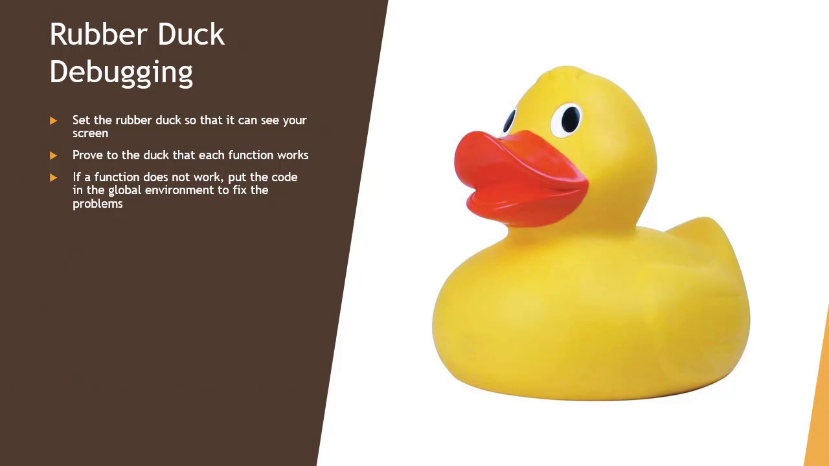If a function does not work, put the code in the global environment to fix the problems. If you have written a function and you've sourced it in, you need to actually look at the code of the function and make sure it's not the function that's causing the problem. You have to be able to trust functions.